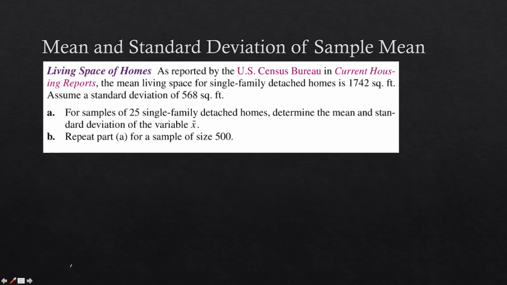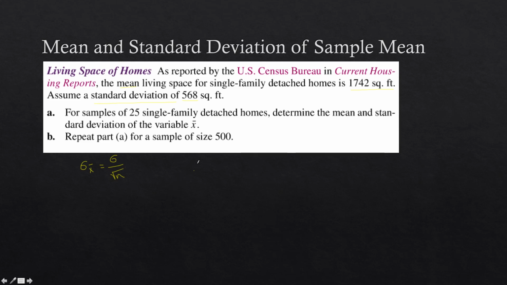Okay, so here's our formula. Don't forget this. All right, so the mean living space for a single family detached home is 1,742 square feet. Now that's the mean. The standard deviation is 568 square feet. For samples of 25 single family detached homes, determine the mean and standard deviation.